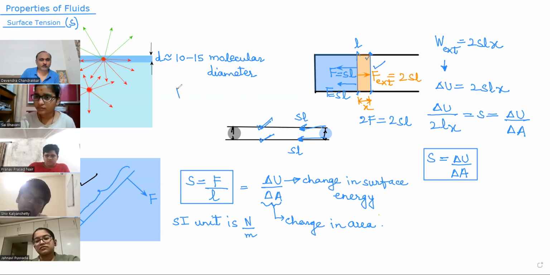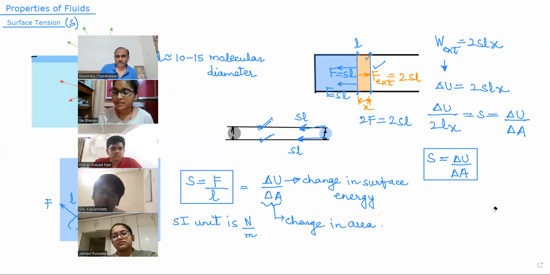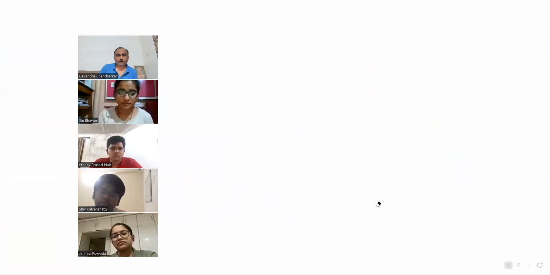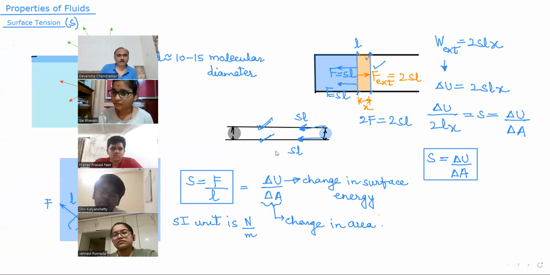So what is the work done by this external force? You know the formula for work done: W is equal to F dot S vector. F is 2SL. Displacement is X. And that is equal to the change in surface energy of the system. Got it? If you want to write, write it quickly, all of you.